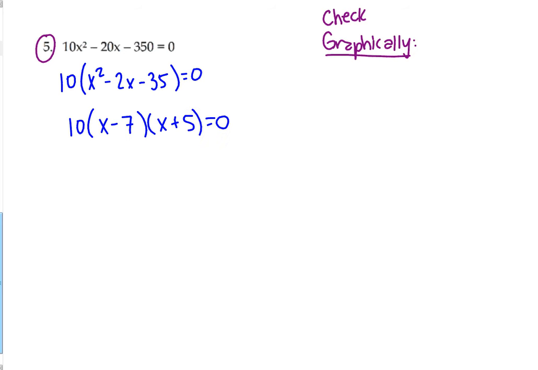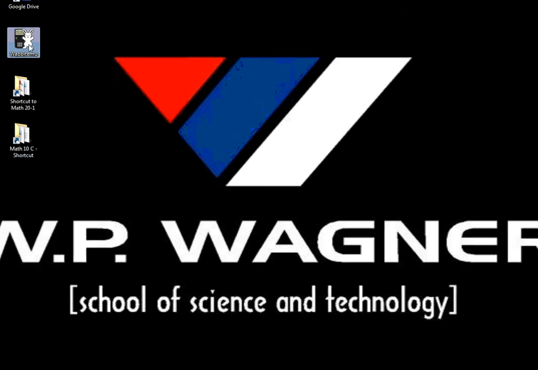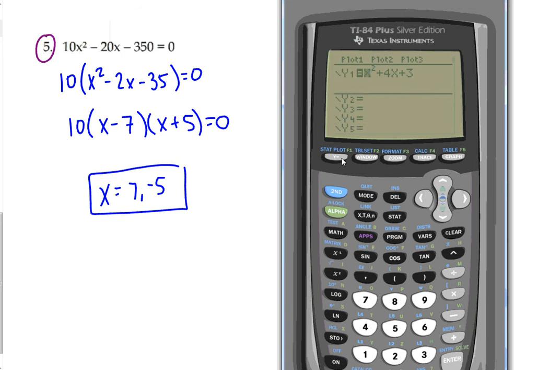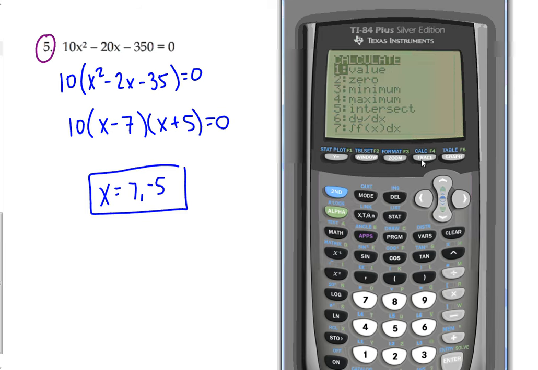It's actually pretty easy, this one. Okay. What I'd like to mention is that we can check our work graphically. On your graphing calculator, if you wanted to check your work, you would type in the original equation, 10x squared minus 20x minus 350. Oops, what's all this? Delete. I'll do it again. 10x squared minus 20x minus 350. Okay, what are we looking for on the graph? The x-intercepts. The zeros and x-intercepts are the same thing. So calculate the 0, number 2, second trace 2.